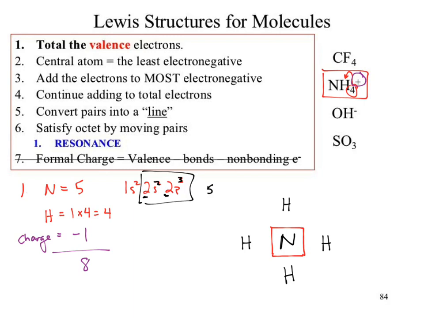Okay. I now need to add electrons to the most electronegative. Which atom is the most electronegative, hydrogen or nitrogen? Nitrogen. So I will start adding electrons in pairs to the nitrogen. So there's 2, 4, 6, 8.